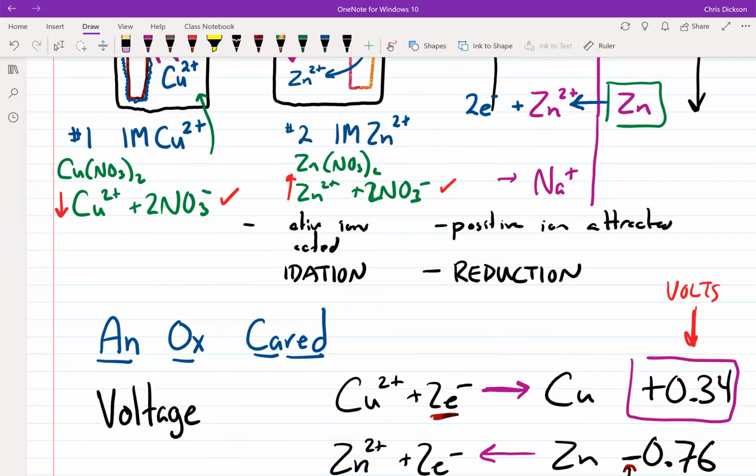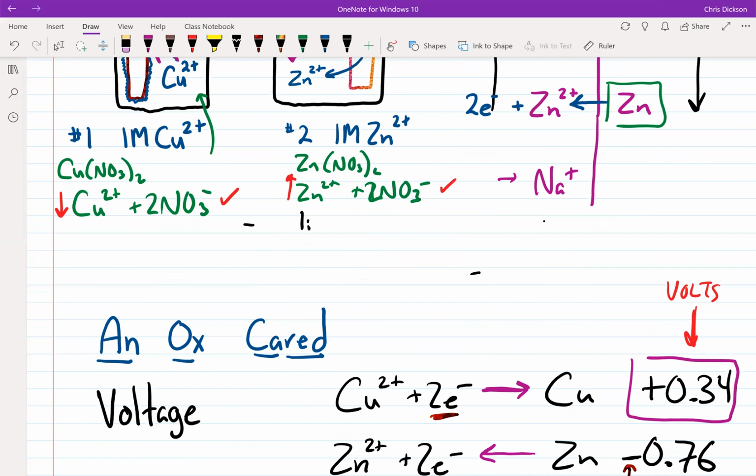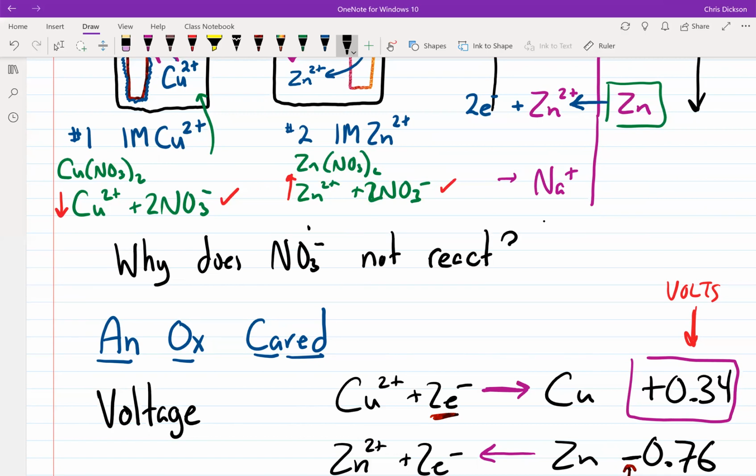So I'm going to just leave you with this little question, which is, why does nitrate not react? Why do you think nitrate doesn't react?